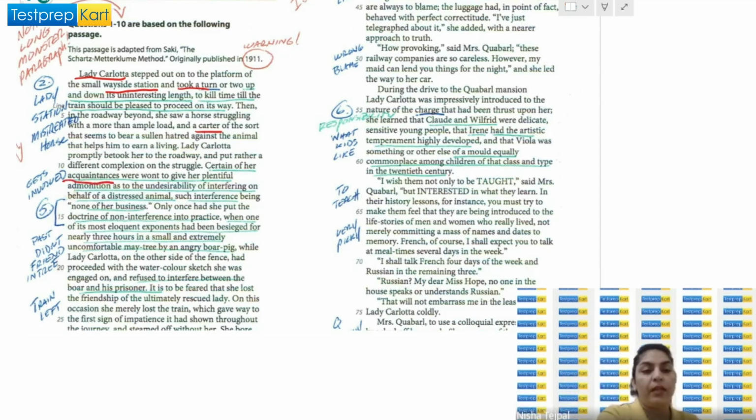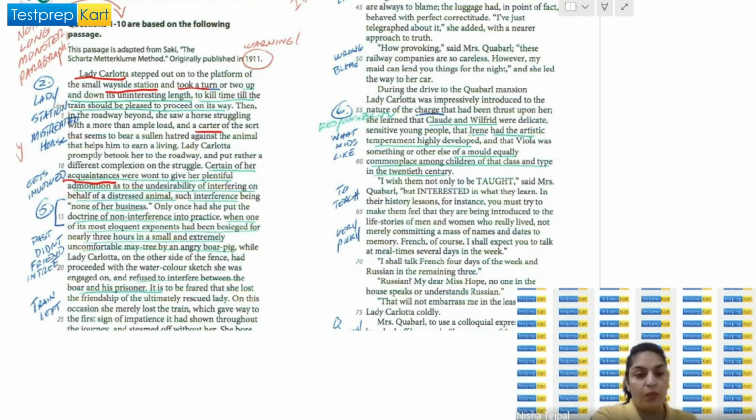Acquaintances means friends, relatives, those people who are known to Lady Carlotta. Now, they know that she has this habit of getting into other people's affairs, or stepping into struggles or matters where it is none of her business, meaning she is not required there. So now, because the horse is struggling, Lady Carlotta thinks about how she can sort it out or help the animal or solve the situation.